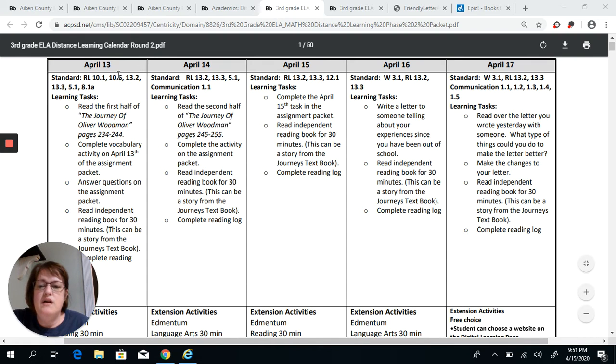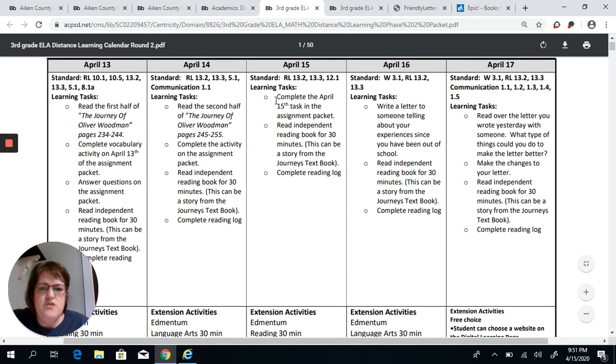Okay, so in the previous video, I went over your ELA packet. Instead of it being labeled by days, like before it was labeled day 1, day 2, they've got them actually labeled by date. So Miss Clyde went over April 13th and April 14th. And so today, I'm going to go over April 15th, 16th, and 17th in your packet. Okay, let's get started here.